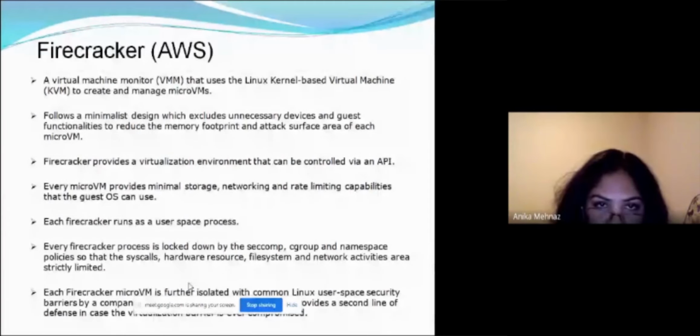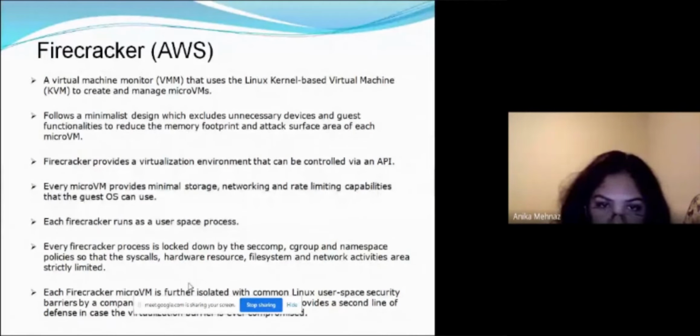So the third one is Firecracker, which was introduced by AWS. It's a virtual machine monitor, VMM, that uses the Linux kernel-based virtual machine, KVM, to create and manage microVMs. It follows a minimalist design which excludes unnecessary devices and guest functionalities to reduce the memory footprint and attack surface area of each microVM.